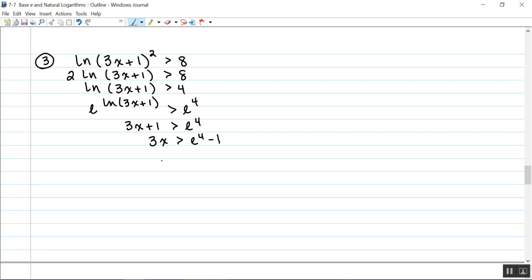And I will divide both sides by 3. So x is greater than e to the fourth minus 1, over 3. And plugging that into your calculator, we get x is greater than 17.8661. When you put that in your calculator, I'd use a lot of parentheses just to make sure you have it right, or do one step at a time.